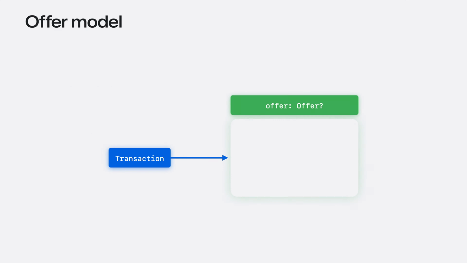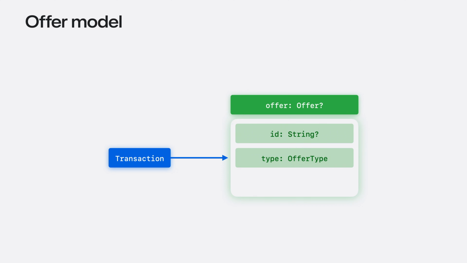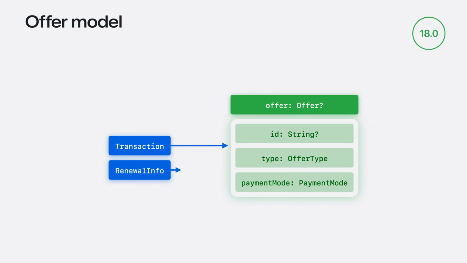In transaction, a new member called Offer is a new type containing all offer-related information, such as the ID of the offer, the type, and the payment mode, which tells you if the offer is a free trial, pay-as-you-go, or pay upfront. The offer member is optional, which means StoreKit includes it in the transaction only if a customer redeems an offer when they purchase a subscription. This new API is available in StoreKit starting in iOS 17.2. The offer member is also available in the Renewal Info API starting in iOS 18. StoreKit will populate it if the subscription's next renewal period has an offer applied to it.